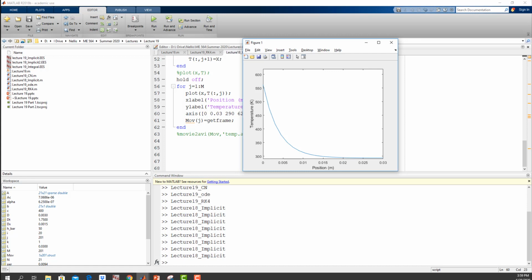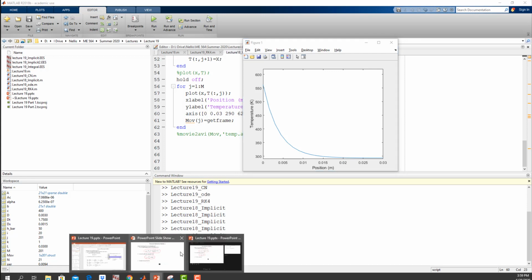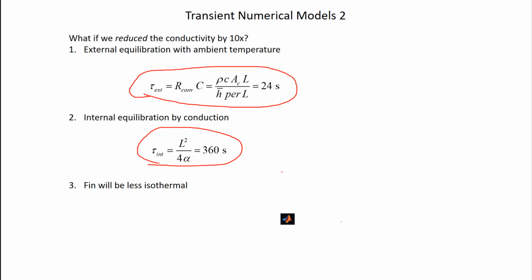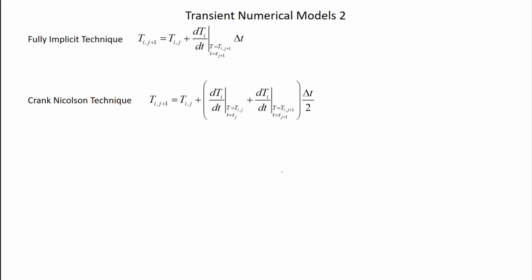I guess the other implicit technique that we ought to talk about is one that's probably a little bit more useful, and that's called the Crank-Nicolson technique. So the fully implicit technique is a first order technique, right? We only evaluated the temperature time derivative once, and we did it at the end of the time step. Crank-Nicolson is implicit, but it's second order, because we evaluate the temperature time derivative twice, once at the beginning and once at the end.